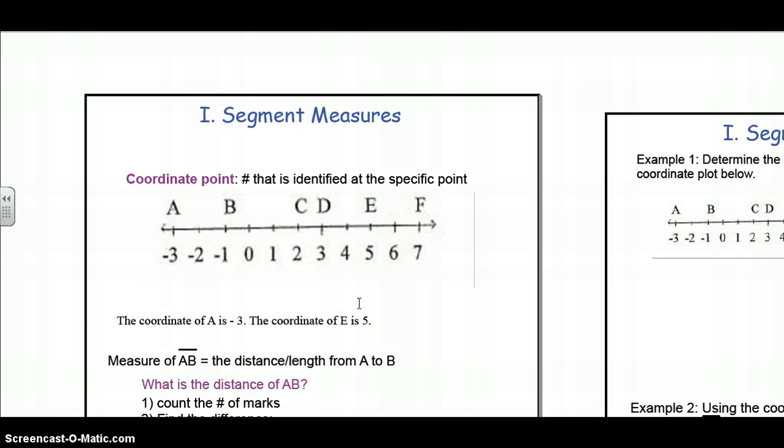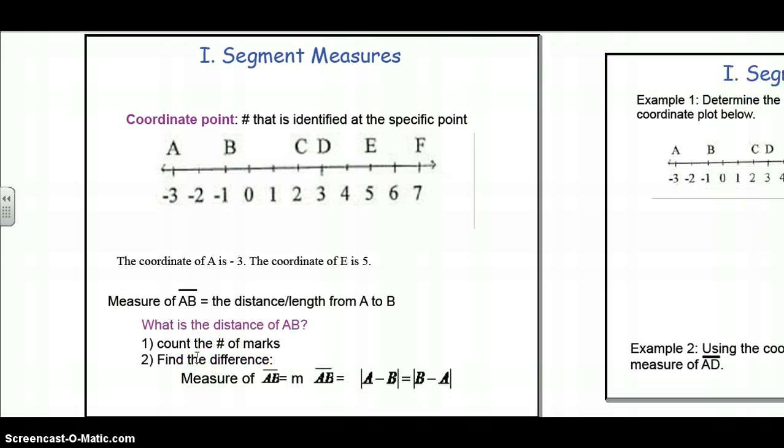So you're going to be working a lot with lines in Miss Avila's class. Something that you need to know as a basic tool is the coordinate point, and that is a number identified at a specific point. For example, the coordinate point of A is -3, the coordinate of E is 5. How do we find the measure, let's say, of a line between A and B? All you have to do is, number 1, count the number of marks, and then 2, find the difference.